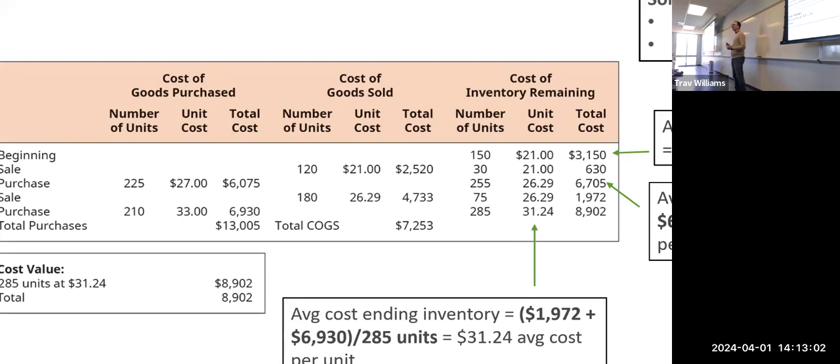We will practice this later, okay? Because it is a lot of steps. And you just have to make sure you're following the process correctly. Any questions or comments?